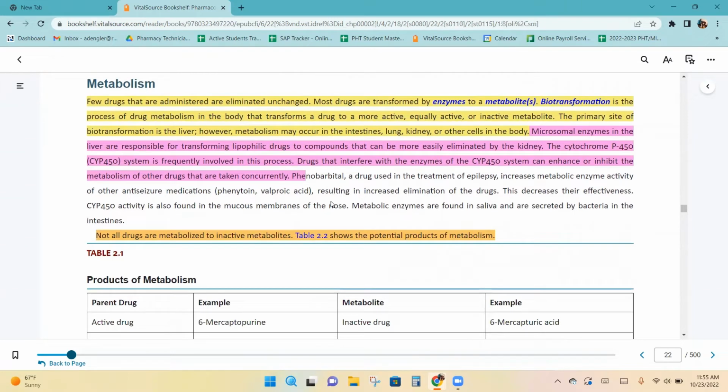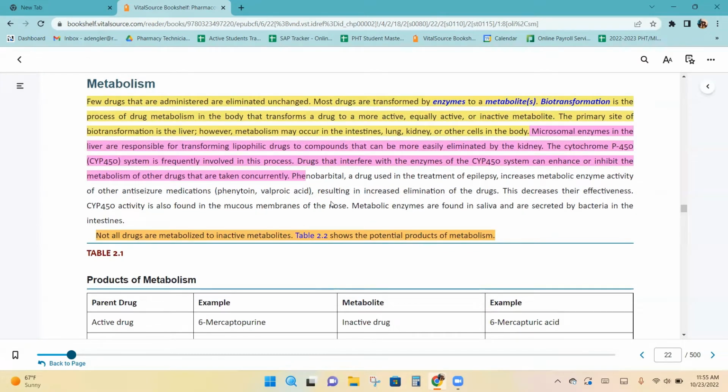Few drugs that are administered are eliminated unchanged. Most drugs are transformed by enzymes to a metabolite. Biotransformation is the process of drug metabolism in the body that transforms a drug to a more active, equally active, or inactive metabolite. The primary site of biotransformation is the liver. However, metabolism may occur in the intestines, lung, kidney, or other cells in the body.